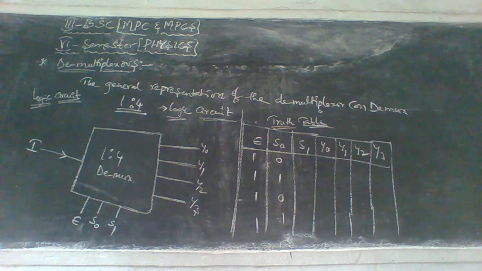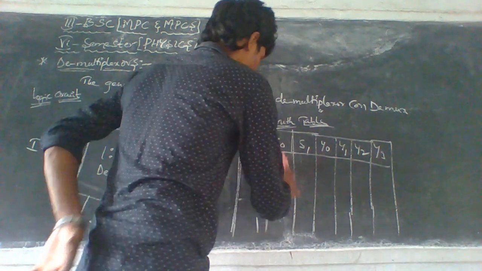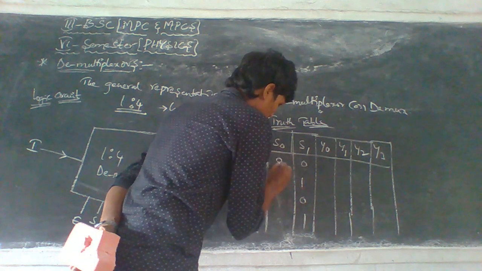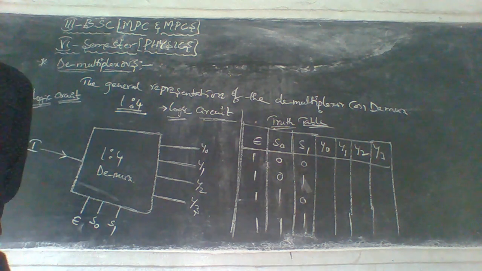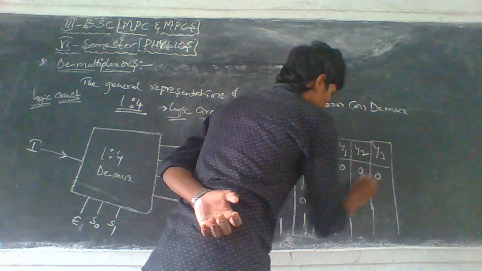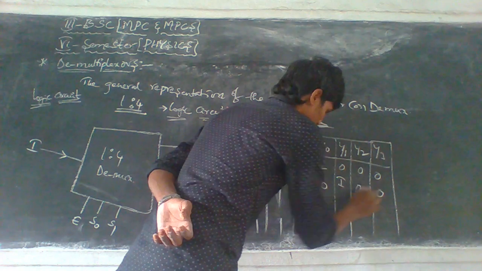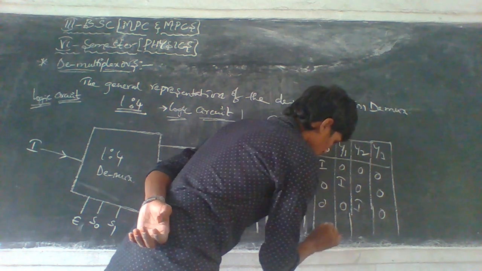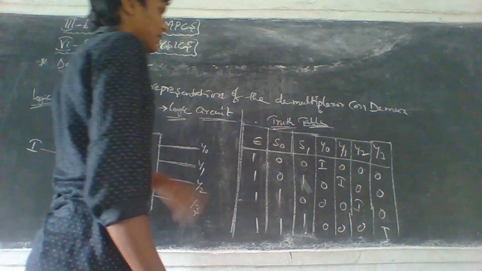The select inputs go 0 1 0 1 and 0 0 1 1. Here, with I as the input, Y0 is I and Y1, Y2, Y3 are 0. In the next row Y0 is 0, Y1 is I, Y2 is 0, Y3 is 0, and so on, until the last row where Y3 is I and the rest are 0. Now the Boolean expressions of the one line input to four line output demultiplexer.